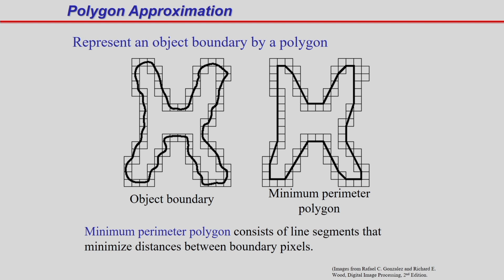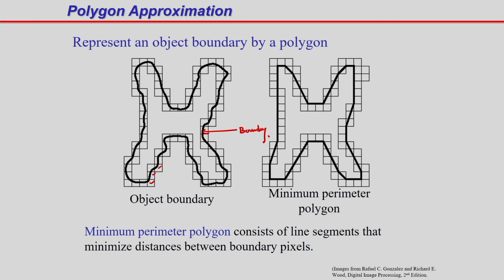There is another method that we can also use for representation of a particular boundary: the polygon approximation. Represent an object boundary by a polygon. So you can see the object boundary. This is the boundary. And after this, I am considering the polygons. You can see I am considering the polygons like this.